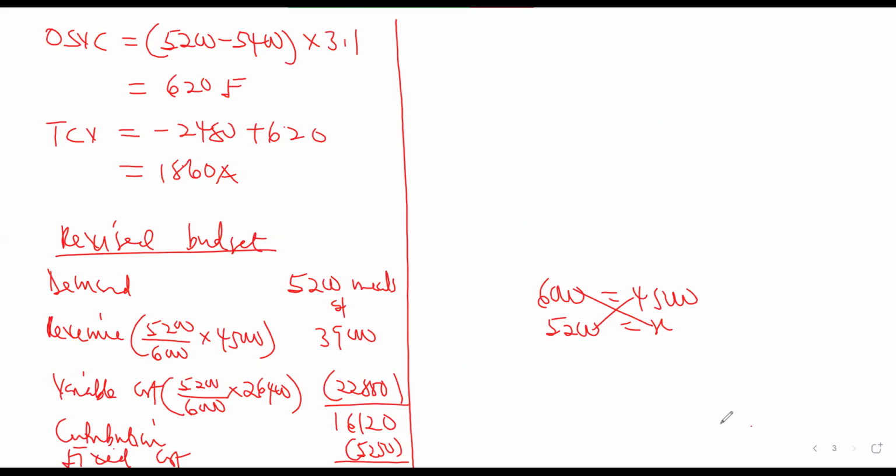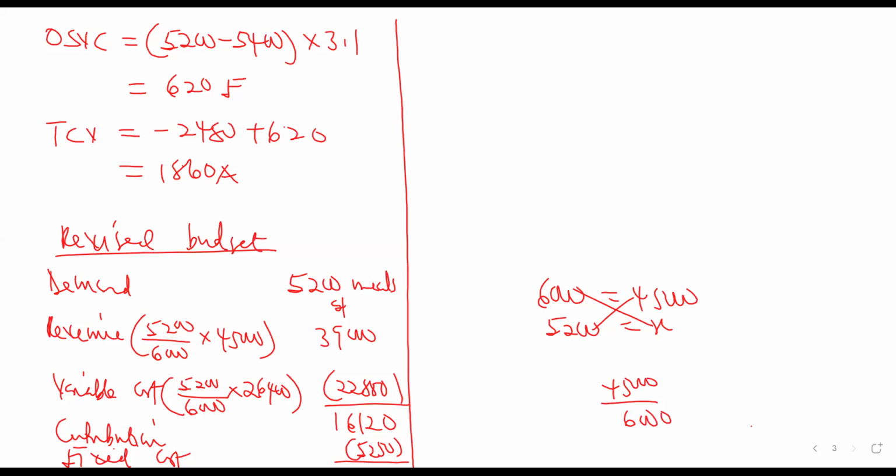So the revenue is per unit that we are going to be selling. If we sell more, we are going to be getting more. If you sell less, we are going to be getting less. So the revenue will now be varying with the output level. Someone can also calculate the revenue by 45,000 divided by 6,000 to get the selling price per unit.